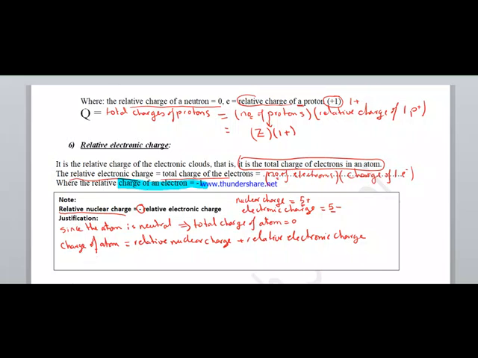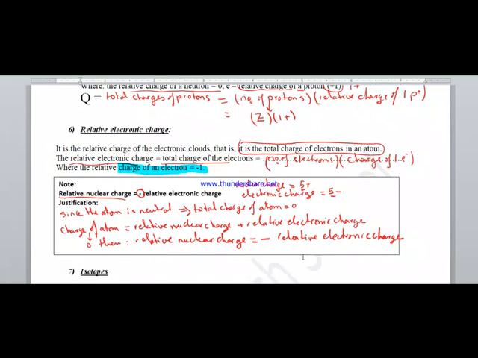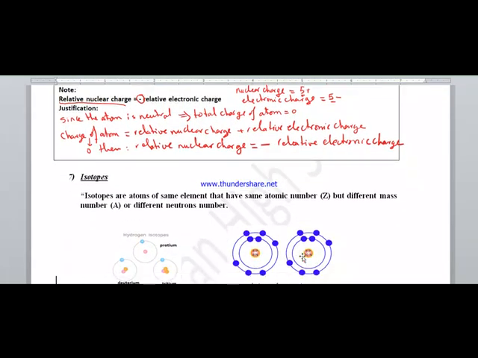Since the charge of the atom is equal to 0, the relative nuclear charge will be equal to the opposite of the relative electronic charge. It has the same value but an opposite sign. The same numbers, but the nuclear charge is a positive value and the electronic charge has a negative value.